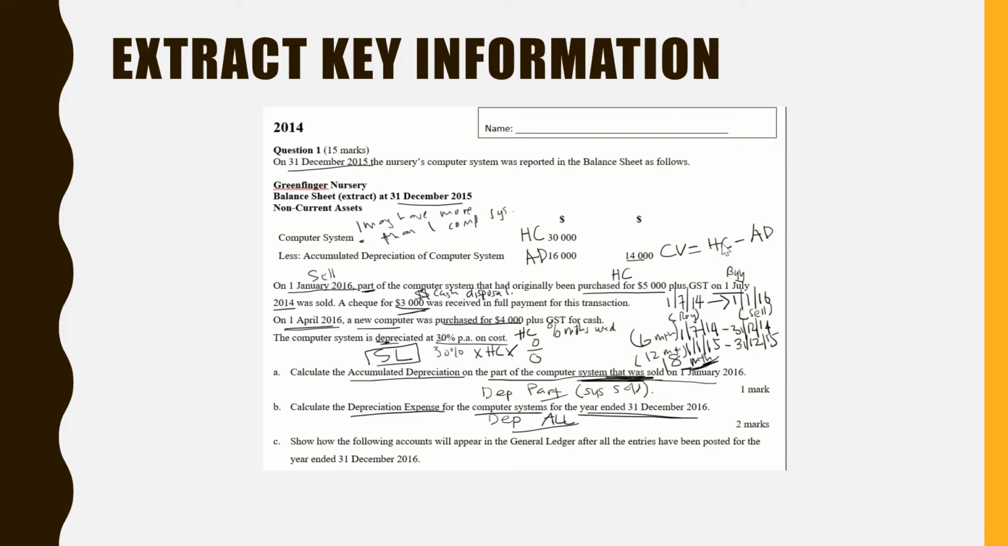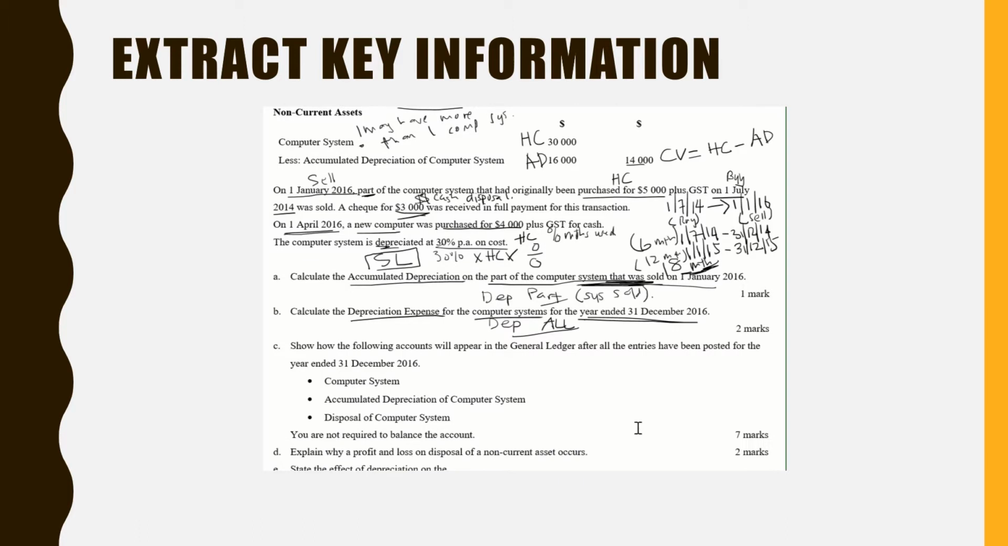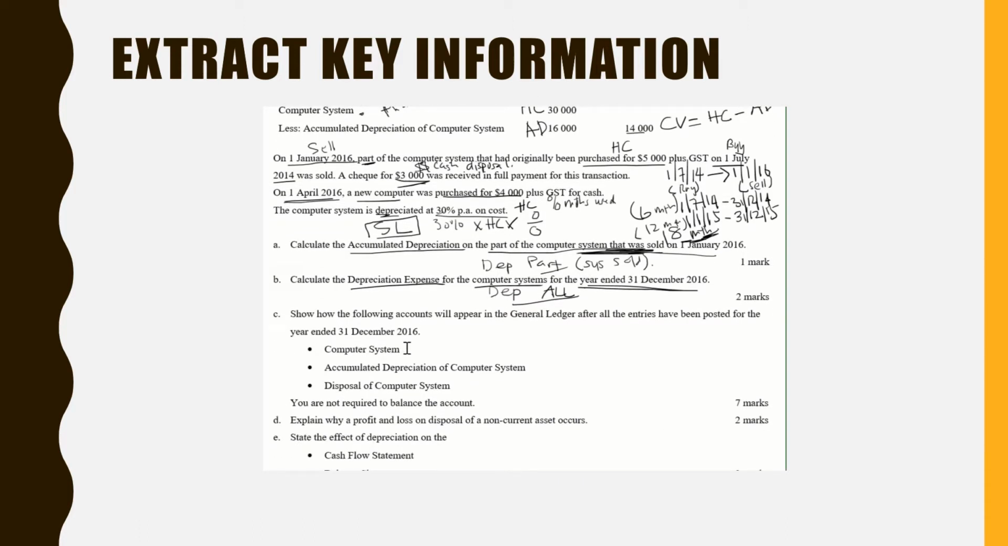Okay. And the last one here, show how the following accounts will appear in the general ledger after all the entries have been posted for the year ended. So I am expected to complete 3 ledger accounts: computer system, accumulated depreciation of computer system, and disposal. Okay, and it says here for the year ended, all the entries have been posted for the year ended. So which means I want to know what happens from within the period 1st of January 2016 all the way to 31st of December 2016, 1 full year. Not required to balance, so just note that.